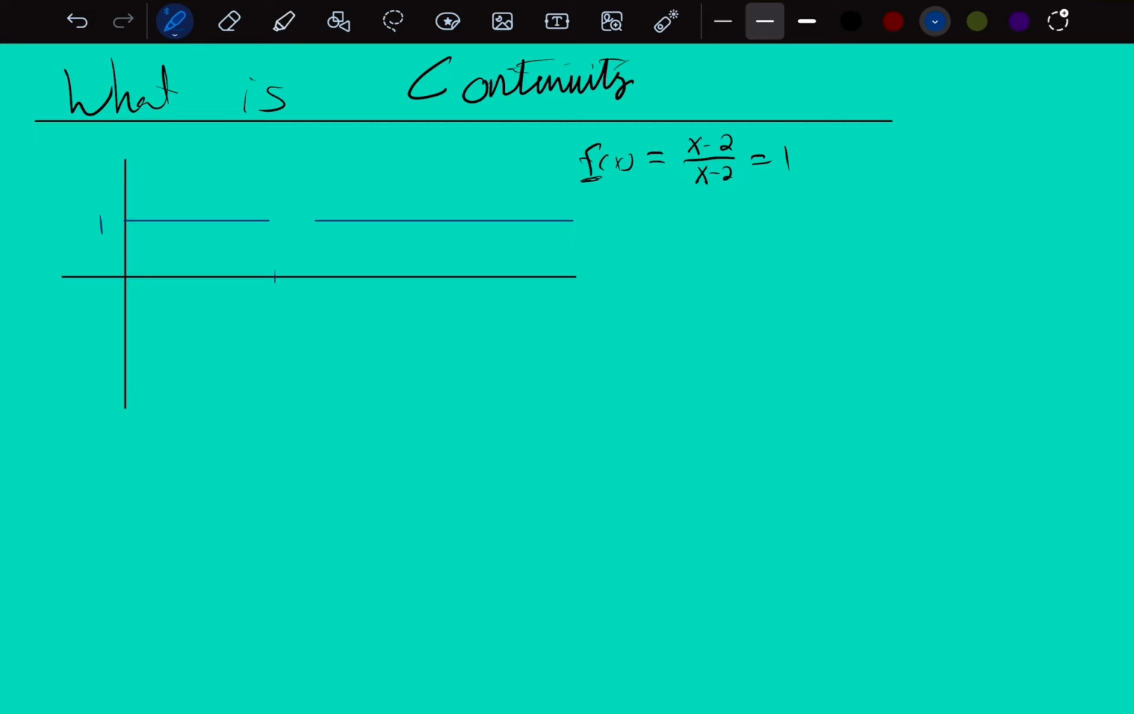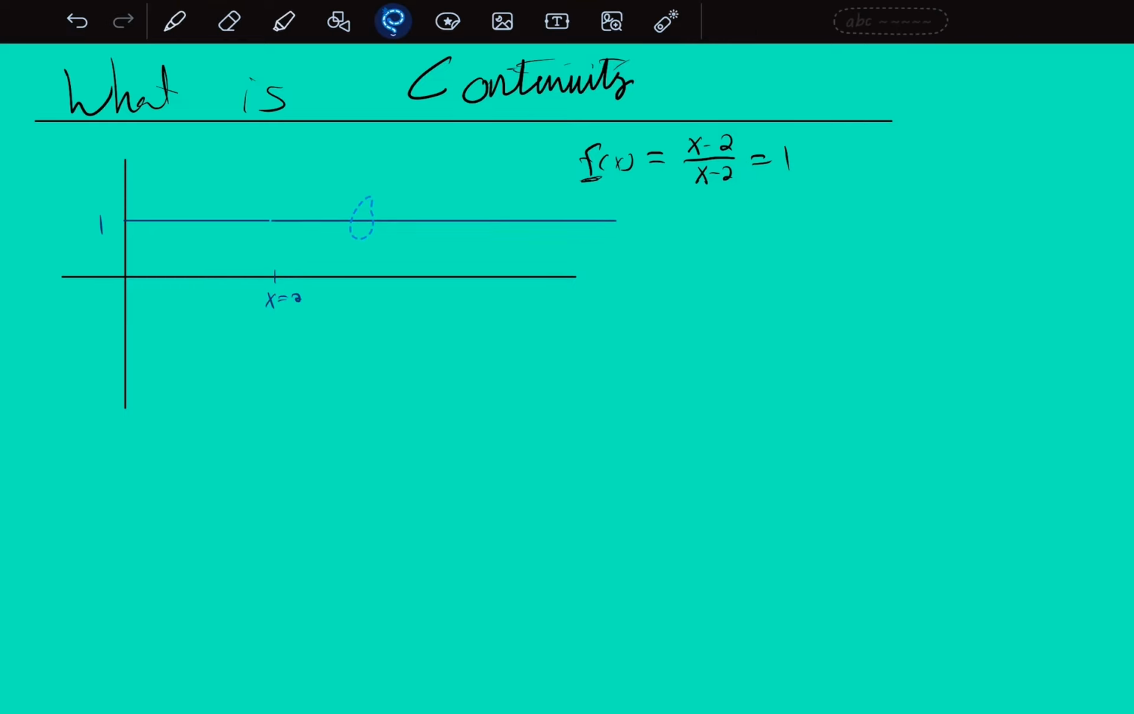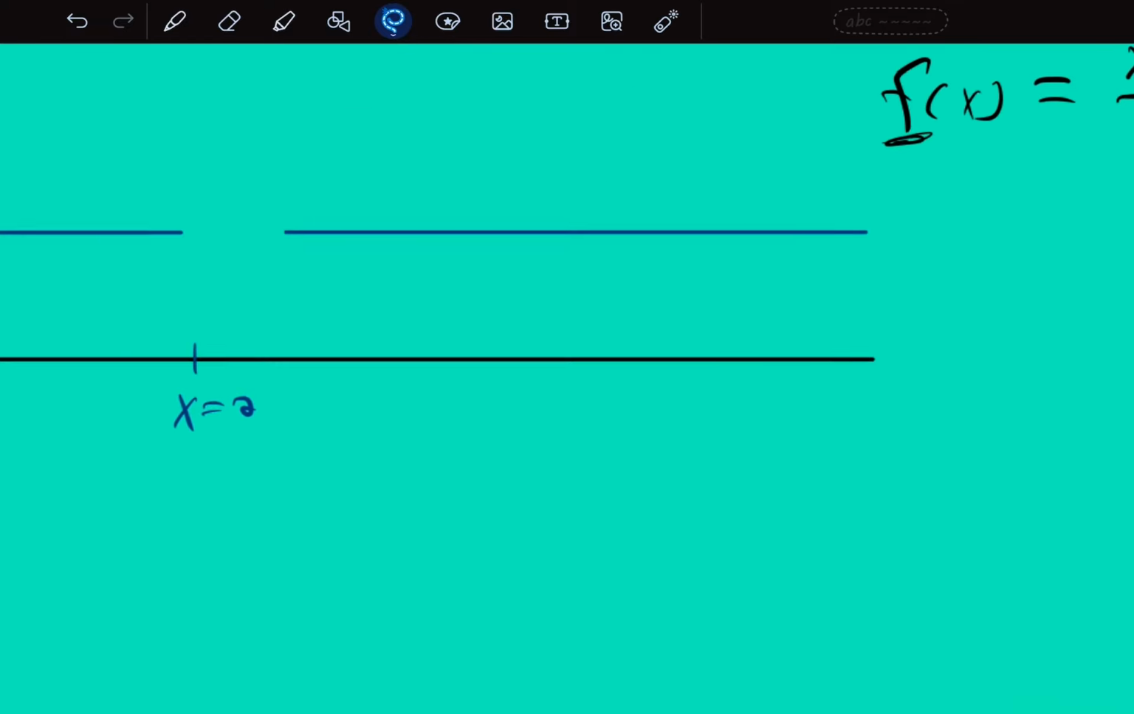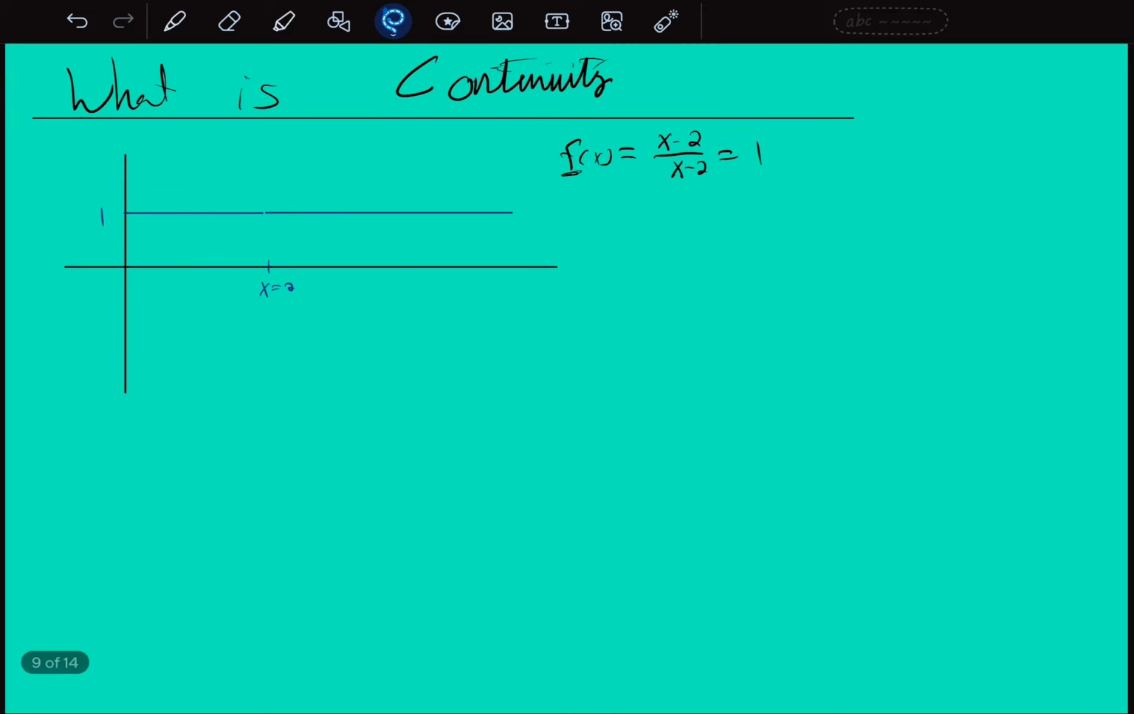But at a specific point, when x equals 2, something's acting up. Put 2 minus 2 over 2 minus 2 into your calculator, and you'll get 0 over 0, which is undefined. So this point is undefined. It ain't nice. This is called a hole.